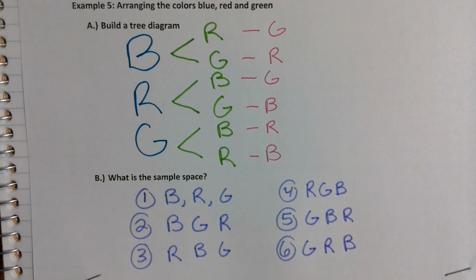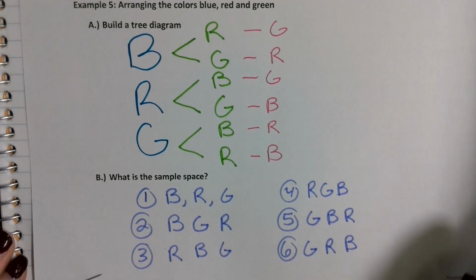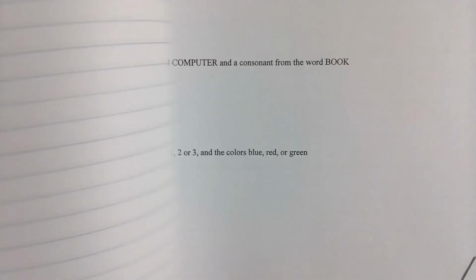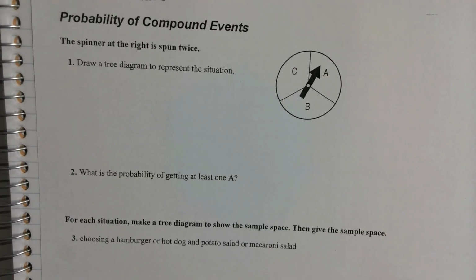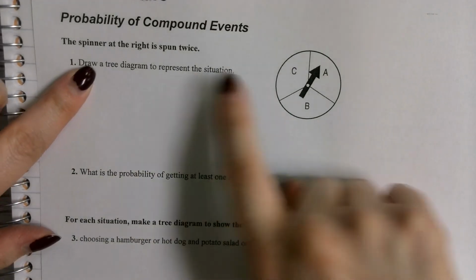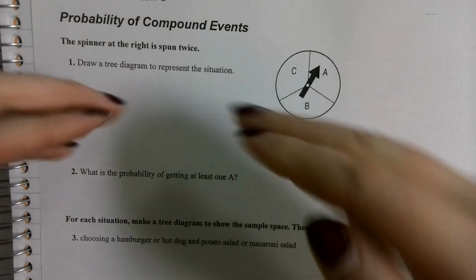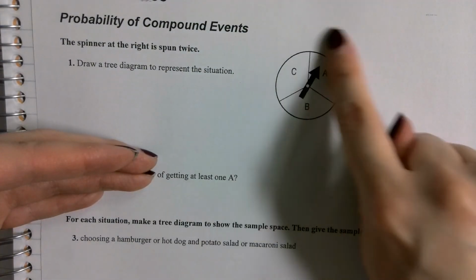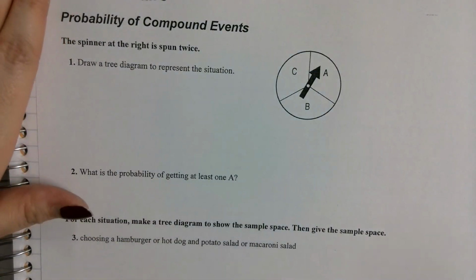All right. Your assignment tonight is on page 33. I'm going to flip to it real quickly so you guys can see. You are going to have a tree diagram in which you're going to spin the spinner twice. So that means your first set is going to be what it could land on the first time, and your second set, the branches, is what could it land on the second time.